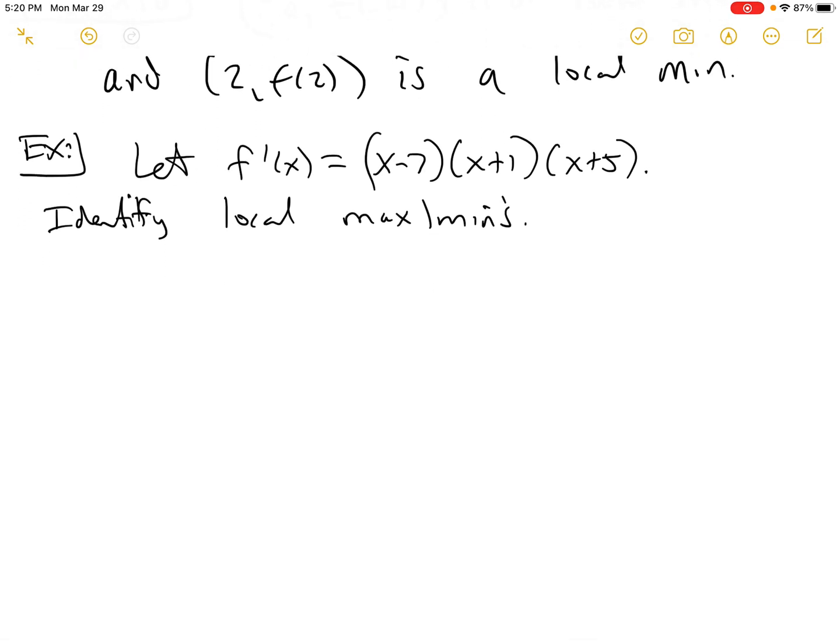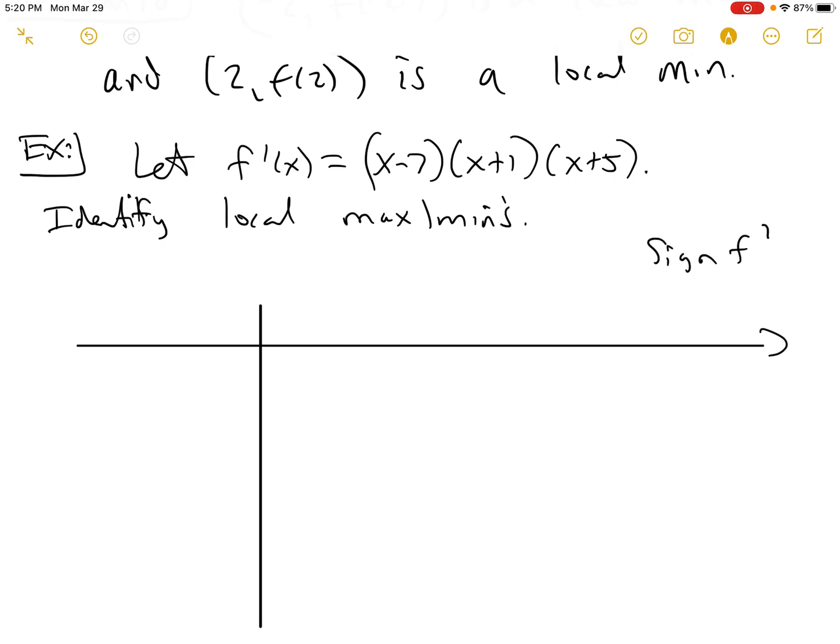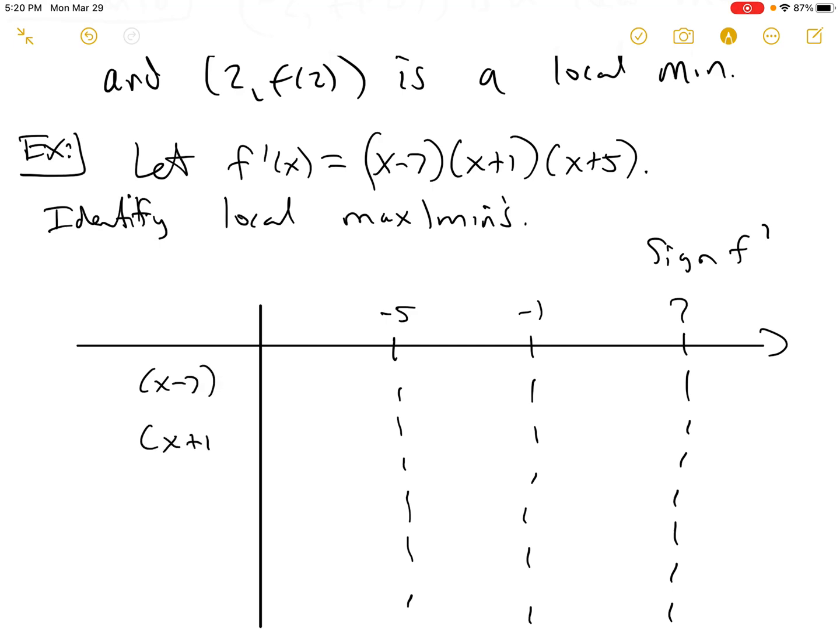Okay, so I'm trying to get you comfortable with this sign chart. It's a sign chart for f prime. So the critical points are -5, -1, and 7. Our monomials are x minus 7, x plus 1, x plus 5, and then the derivative is just the product of these three. Okay. So we fill in the sign chart one at a time.